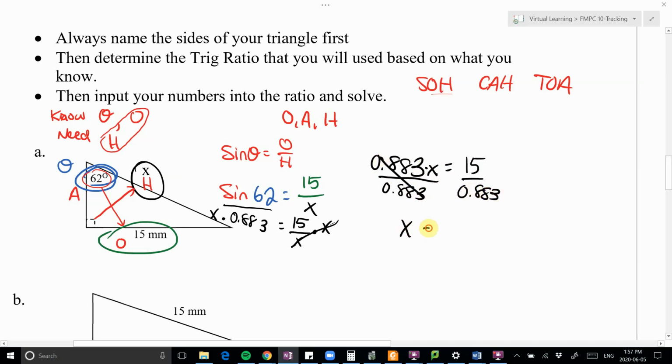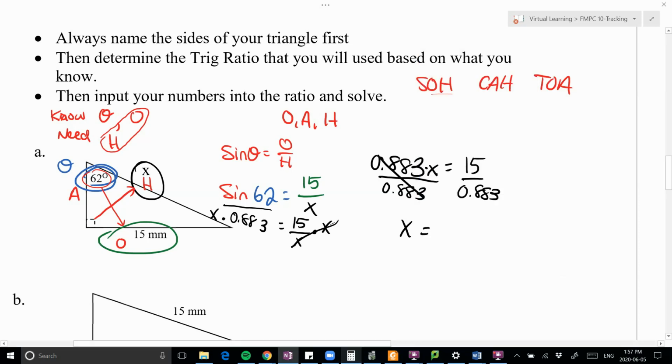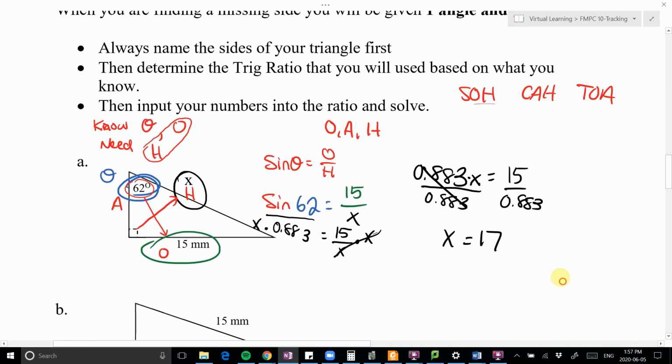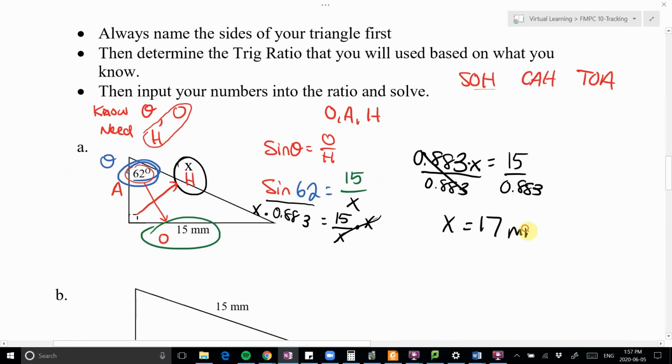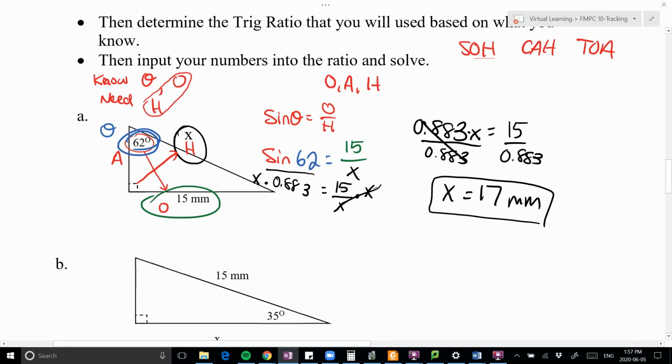We'll be left with x equals 15 divided by 0.883 equals 16.98. So that's going to round up to 17. So here my hypotenuse is 17 millimeters. And that unit is important because it's given to me in the question. If there's no unit in the question, you don't need to include it in your answer.